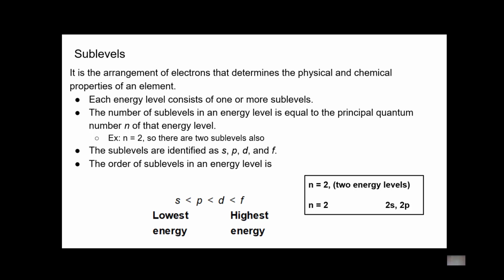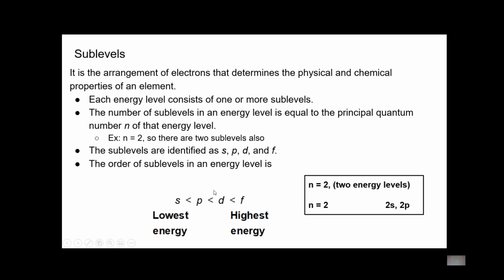Each energy level consists of one or more sublevels. The number of sublevels in an energy level is equal to the principal quantum number of that energy level. So for instance, if I have n equals 2, that means I have 2 sublevels. Beginning with the lowest energy, I have an S and I have a P. If I have n equals 1, I have an S. So that's how you look at this.